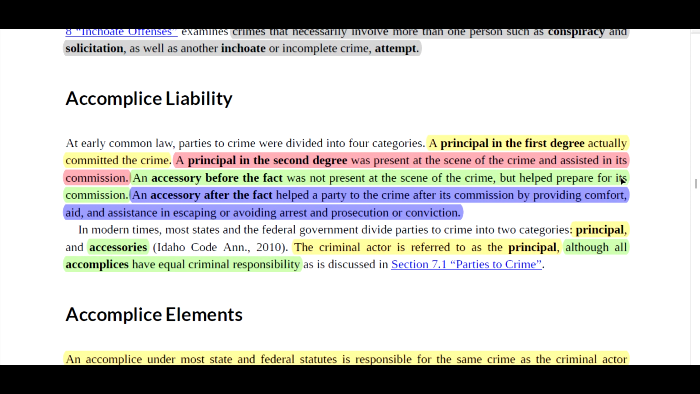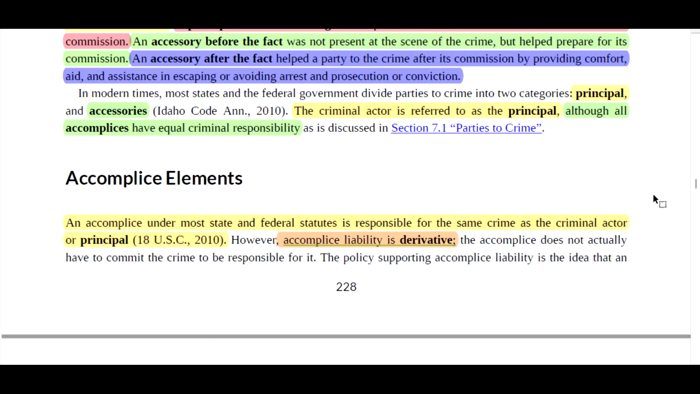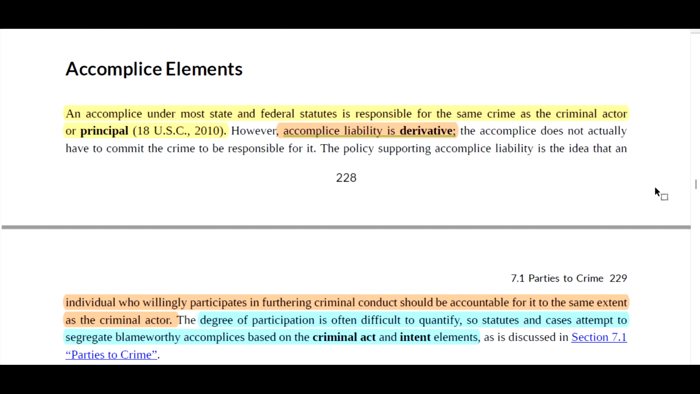This is why harboring a fugitive is an offense. It's breaking the law because you are helping them avoid arrest. That makes you an accomplice, and you have equal criminal responsibility. Obviously there's a lot more to it, but this is the important starting point. And so accomplices under most states and federal statutes are responsible for the same crime as the criminal actor, or principal.